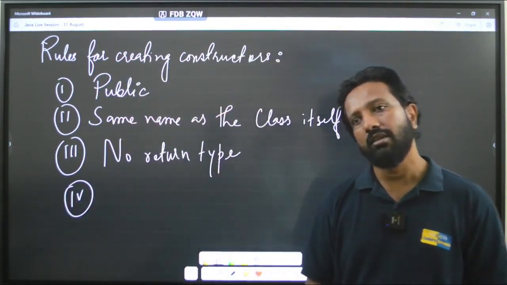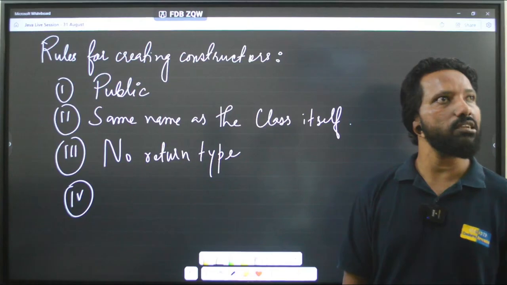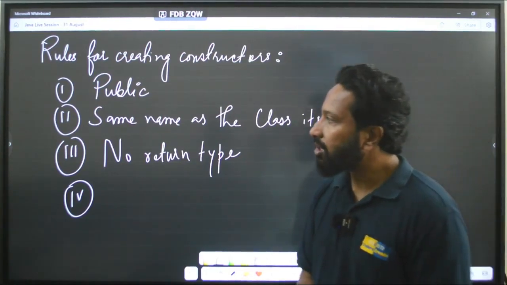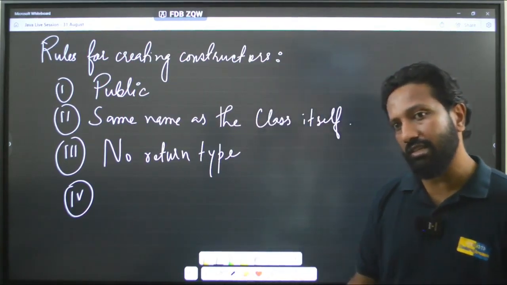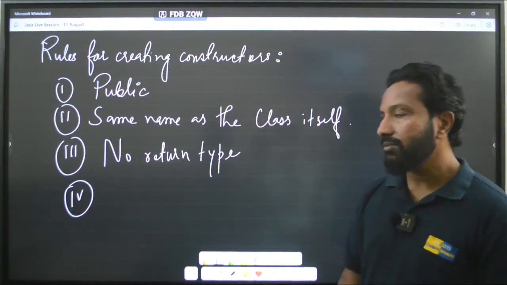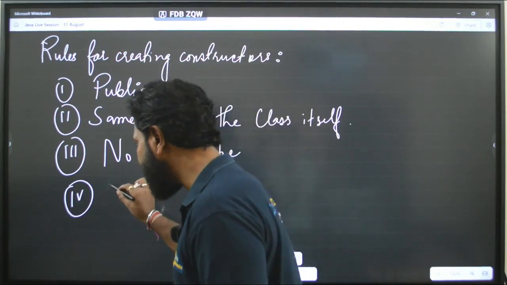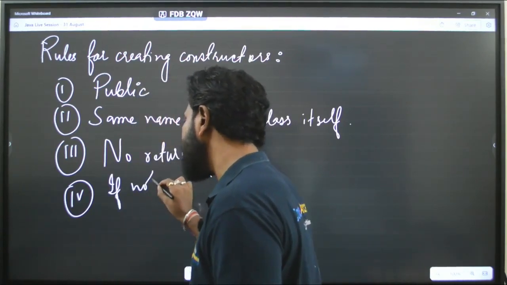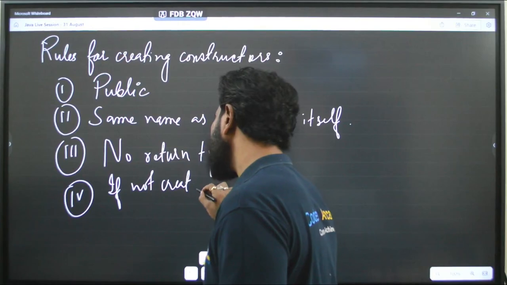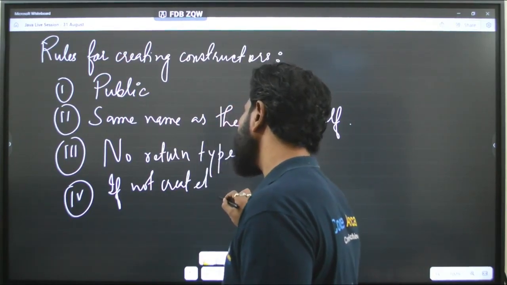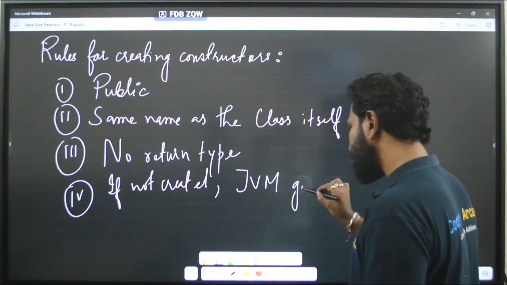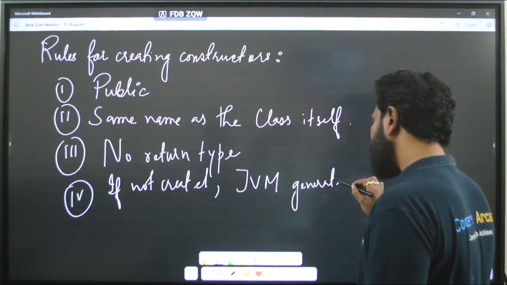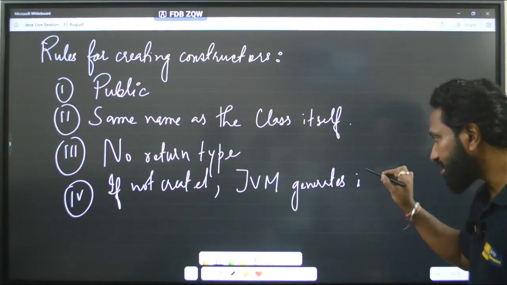Tell me, what are the other rules? Can anyone tell me anything? I'm waiting for a response. Anybody who has any other rules for constructors, you can tell me. The first thing that you remember is, if not created, who creates it? JVM generates it automatically.